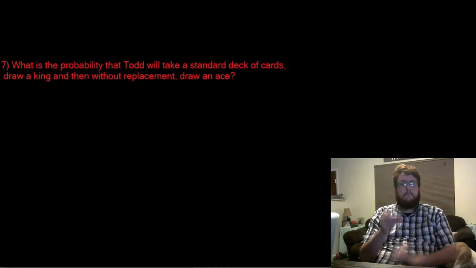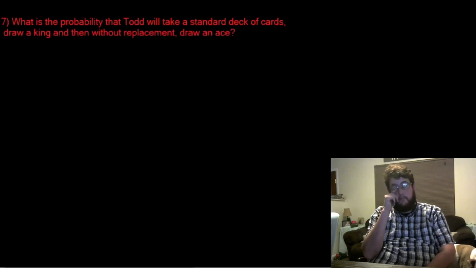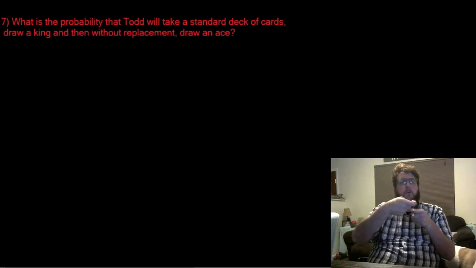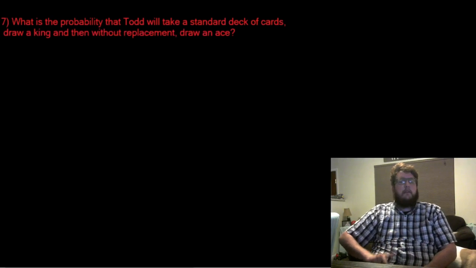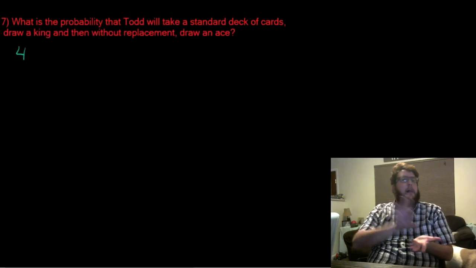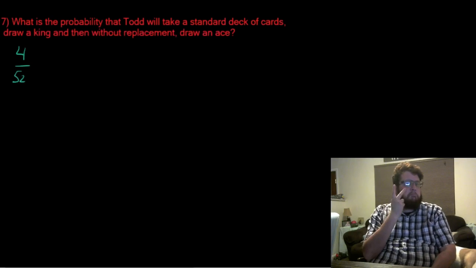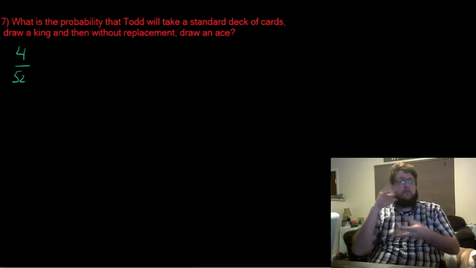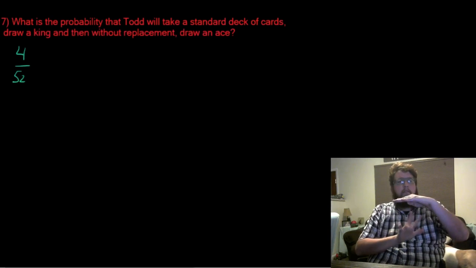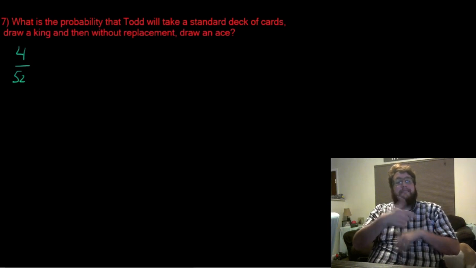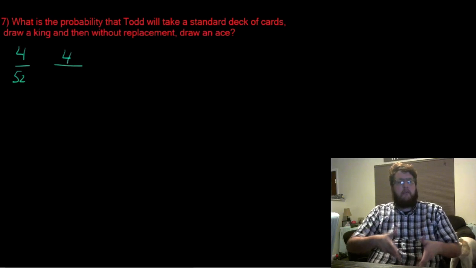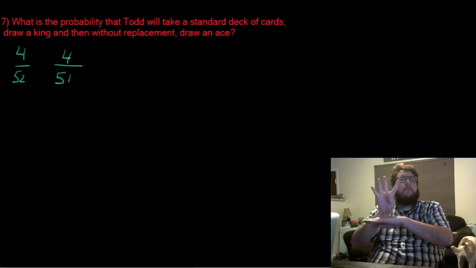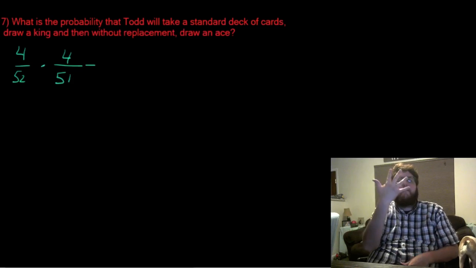Number 7. What is the probability that Todd will take a standard deck of cards, draw a king, and then without replacement draw an ace? Well, the first time we have 4 kings out of 52 cards. And then the second time, after he's taken a king out and tossed it out, there are 3 kings, but that's not necessarily important because there are still 4 aces left to draw the second time. This time there are only 51 cards. And again, the FCP says that we can multiply these together.